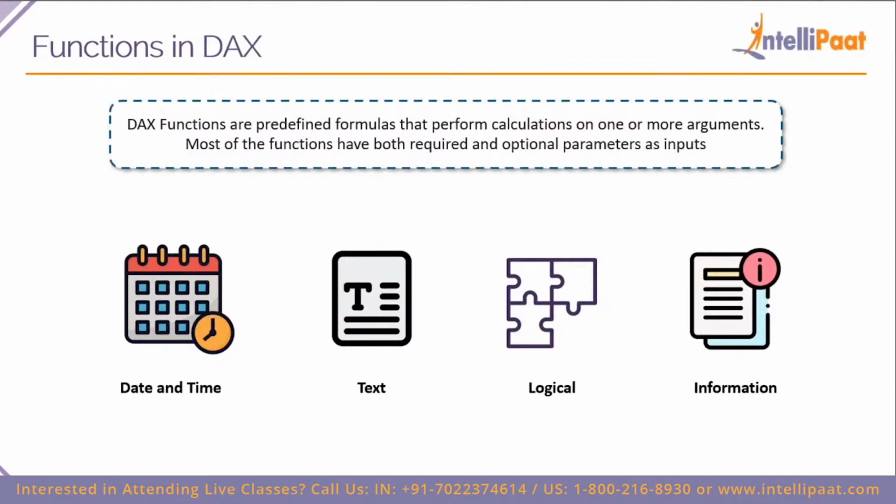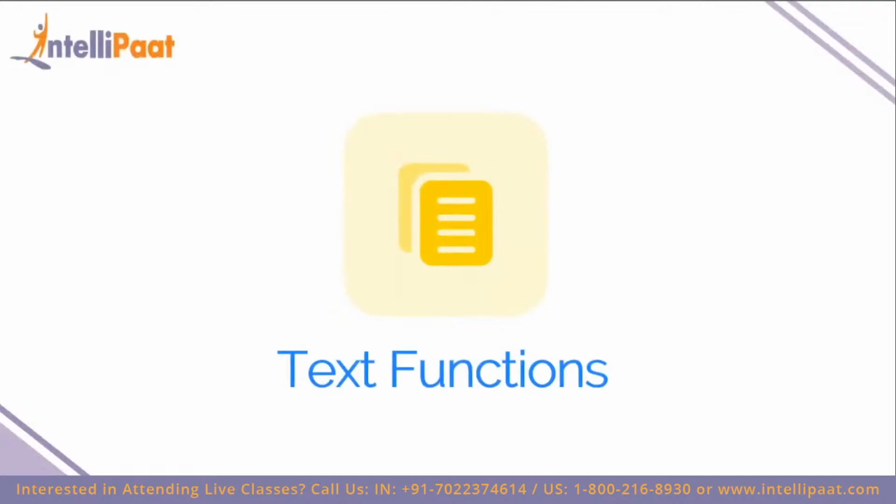Here we are going to see these four functions in DAX: date and time, text, logical, and information functions. There are a lot of functions we have in DAX, but we are going to see these four most commonly used ones. Let's start with the text function. Basically, this text function is going to work on string values. As the name indicates, it works on strings. If you provide numeric values or anything other than text values, it is not going to consider them.